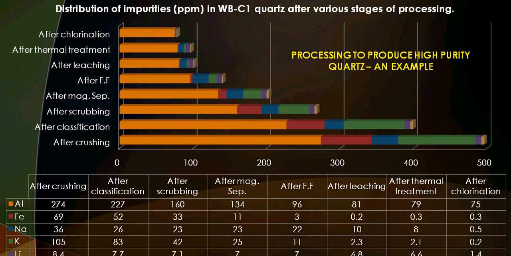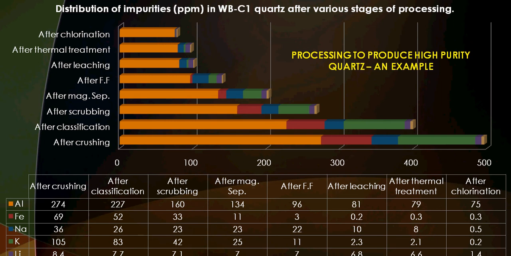So what happened when we started removing impurities? You see all these colors show the impurities in quartz. The orange yellow is aluminium, red is iron, blue is sodium, green is potassium, purple is lithium, and this light gray color is titanium. After crushing, we have these impurities. After classification, impurities removed. After scrubbing, impurities removed further. You can see from bottom to top. After magnetic separation, further impurities removed. Ultimately, we reach the chlorination on the top, and you can see almost all the impurities removed, only the aluminium left.